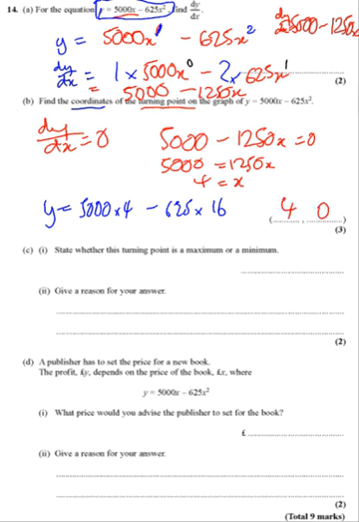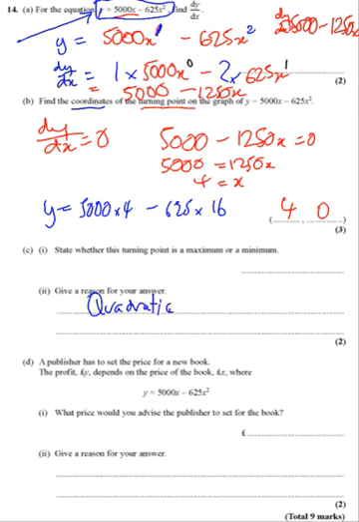State whether this turning point is a maximum or a minimum. Right. What type of equation have we got? If we take a look at that, it's 5,000x minus 65x squared. What's the highest power of x? It's x squared. So it's a quadratic. I'll put that in the reason.